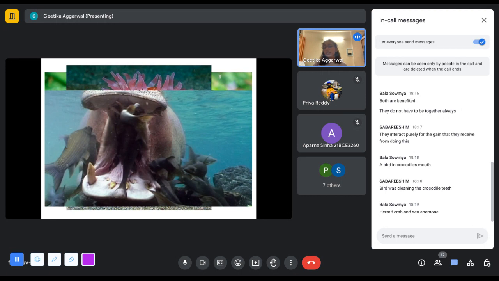Here again, a similar thing is happening as was happening with the crocodile. These fish surround the hippopotamus basically to clean its body of any dead cells, of any parasites, and they're also cleaning its teeth.